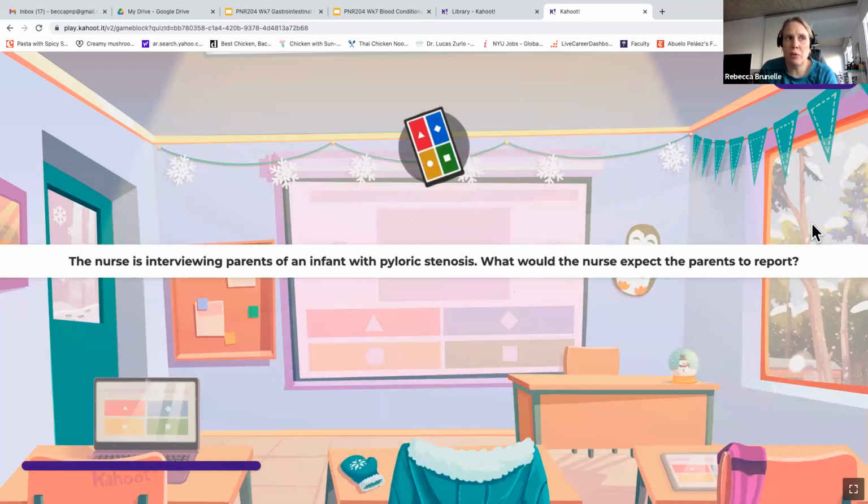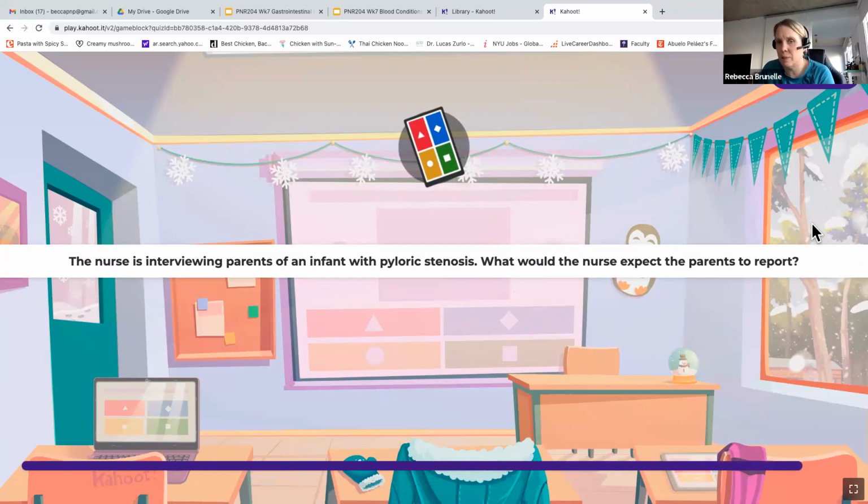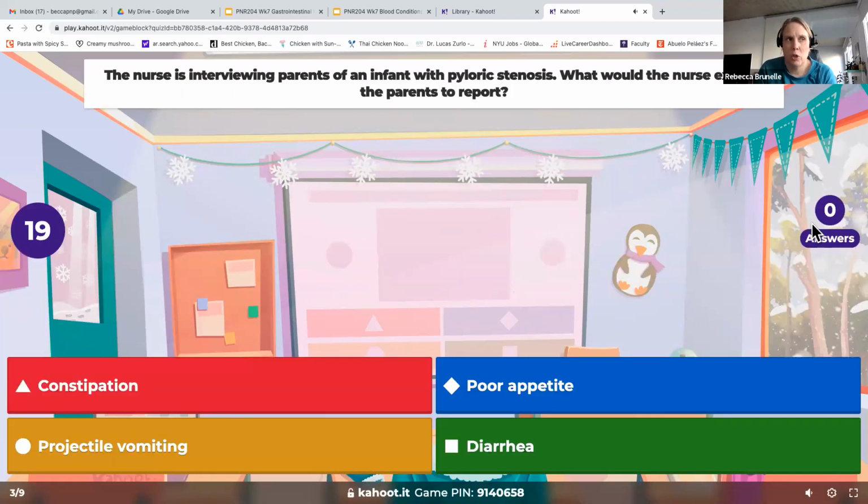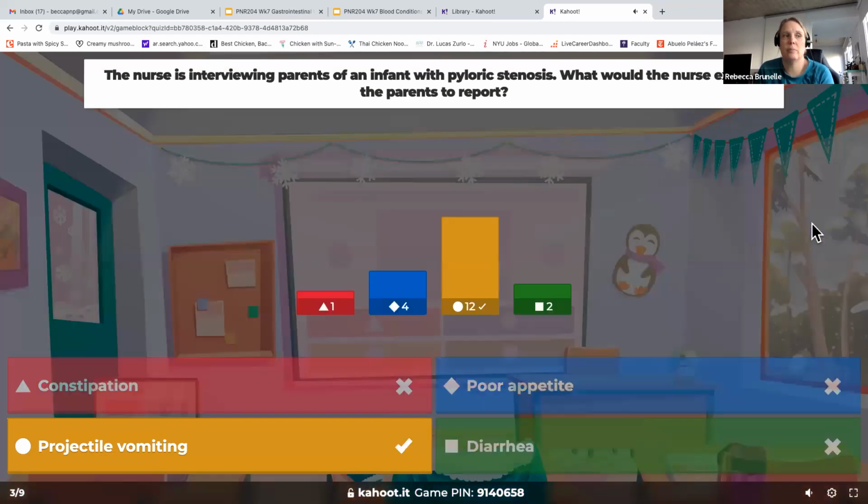So the nurse is interviewing parents of an infant with pyloric stenosis. What would the nurse expect the parents to report? Constipation, projectile vomiting, poor appetite, or diarrhea? All right, very good. So this is the projectile vomiting. That's the classic symptom of pyloric stenosis.